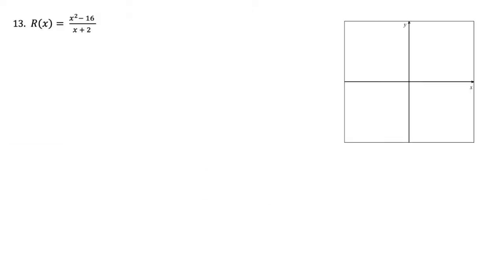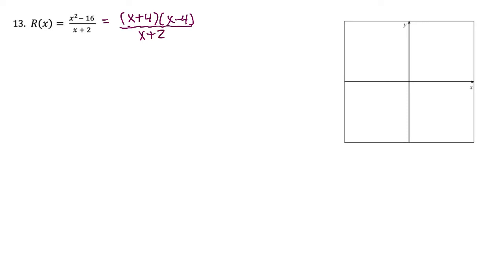Okay, same thing on our next one, number 13. Going to be working through. And again, we try to factor. So this top part is going to be x plus 4 times x minus 4. And then the bottom is going to be x plus 2.